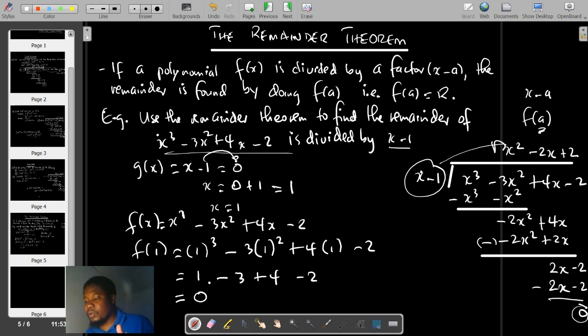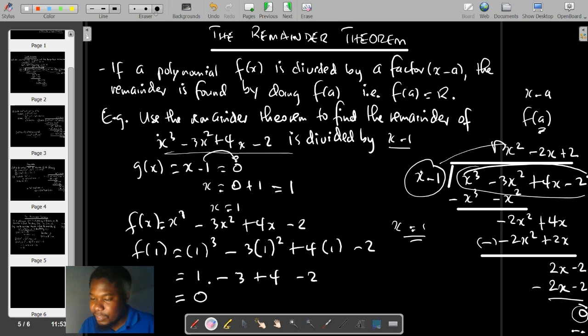But the remainder theorem tells you that you don't have to do all that. All you have to do is equate your divisor to 0, and you find that x is equal to 1. Substitute that into your dividend, and it will give you the remainder. That's what they're saying. Maybe some of you will say it only worked for this one.